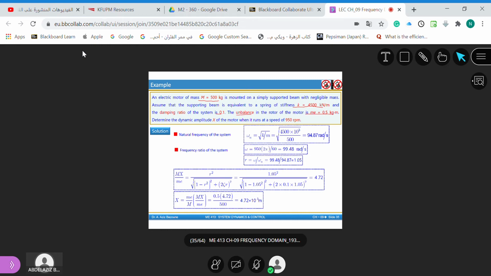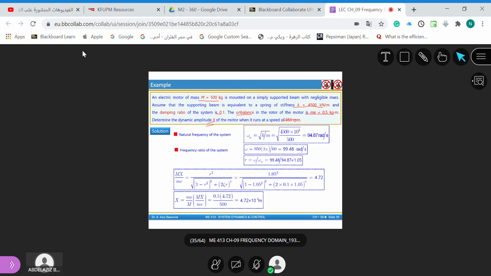This is what we mean by imbalance. Imbalance is always m e, or m r, mass times displacement. That's why the unit is kilogram meter. Determine the dynamic amplitude X of the motor when it runs at 950 RPM. So it's a direct application of the last formula we have seen.